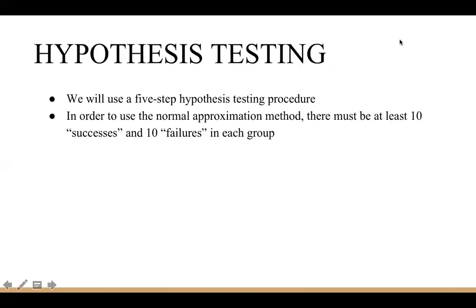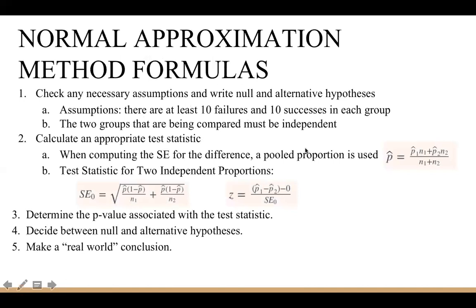So with the hypothesis tests, you're going to be using the similar 5-step hypothesis testing procedure. So our assumptions here are just that there are at least 10 successes and 10 failures in each group. Make sure you check for each group and not just one or the other. So those are your assumptions. Then after that, you're going to write your null and alternative hypotheses. Then you're going to calculate your test statistic.